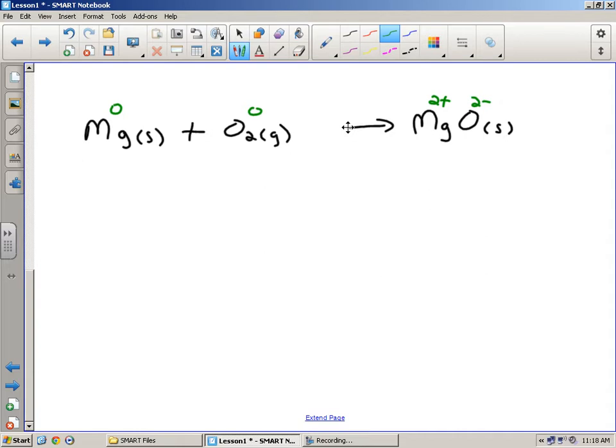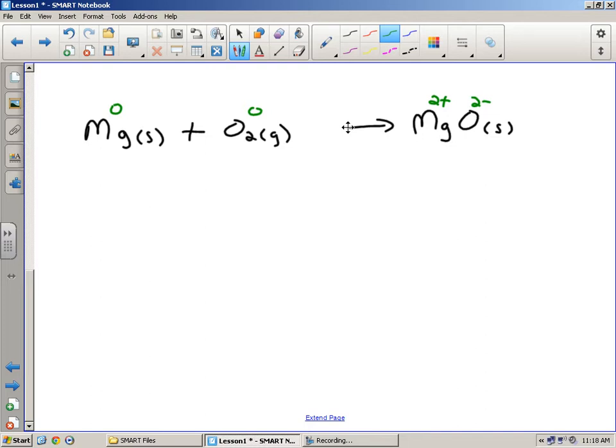Because they're more stable that way, are they not? They're sharing electrons to fill the outside energy level, yes? 6 valence electrons, double bond in between them, connected together, sharing 8 electrons, octet rule, yes?